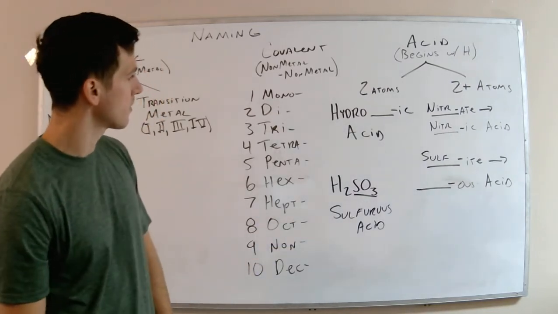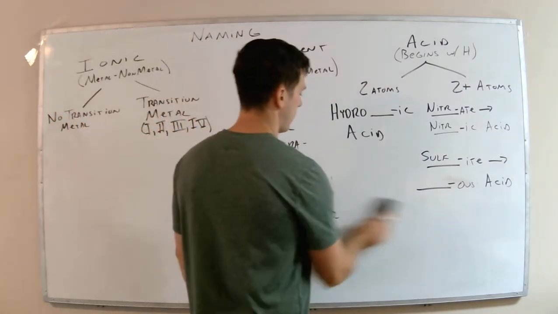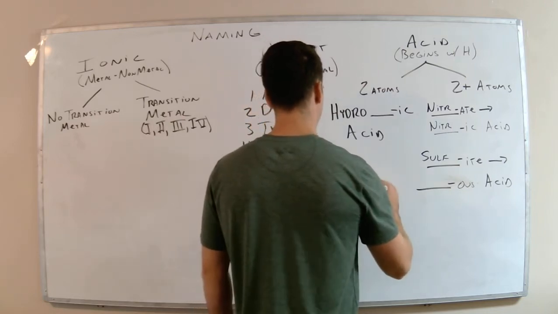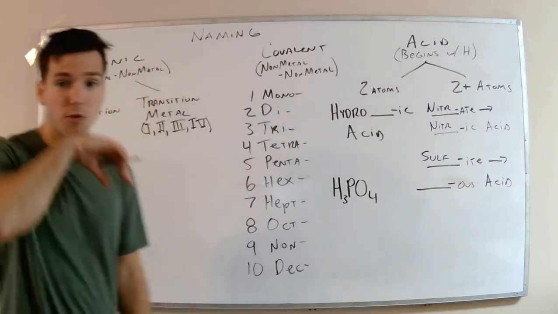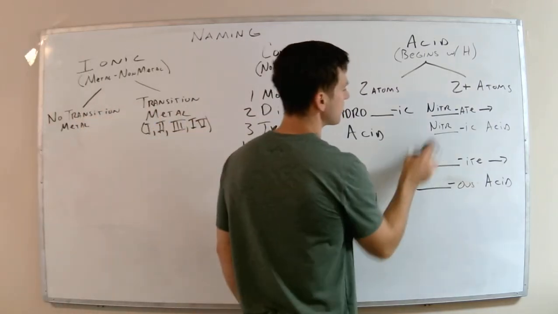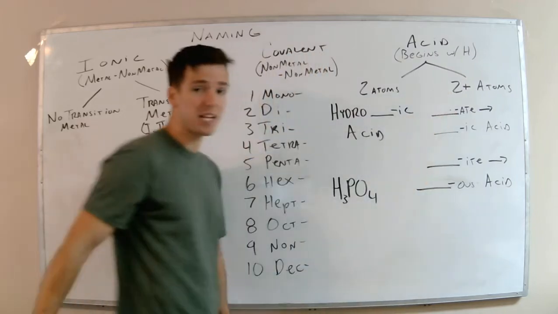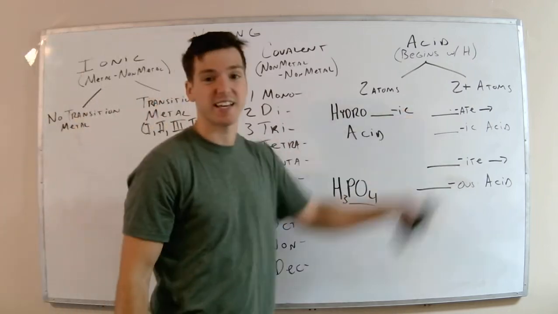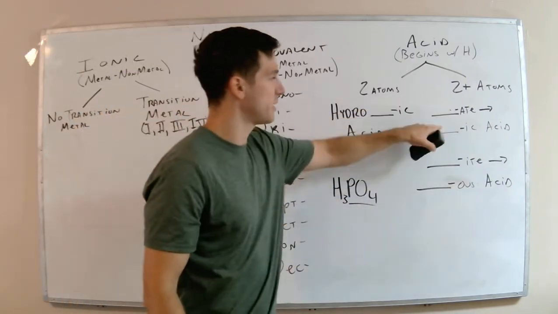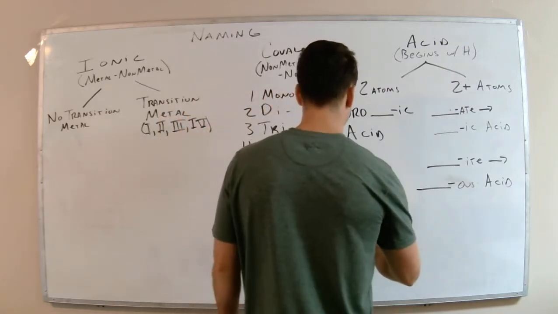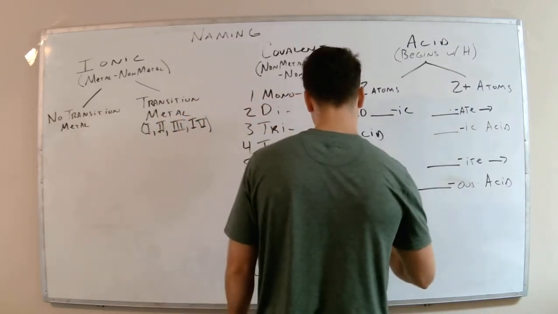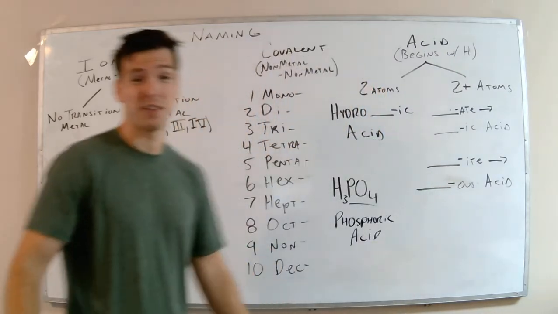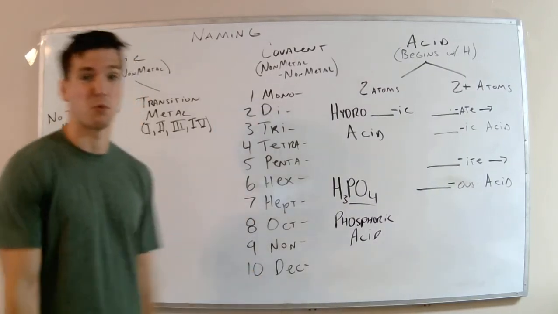Let's look at one more acid, H3PO4. Again, this has more than two atoms and it begins with an H. So I look at that polyatomic ion, which is phosphate. Remember, ate to ic, ite to ous. Phosphate becomes phosphic, so this is going to be phosphic acid or phosphoric acid. Again, they're both right, but phosphoric is just more common.